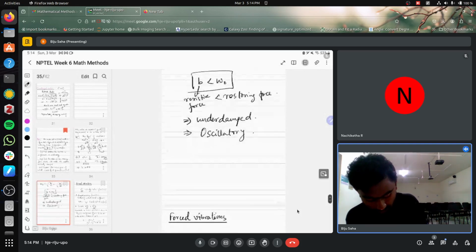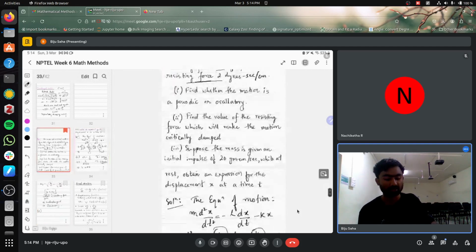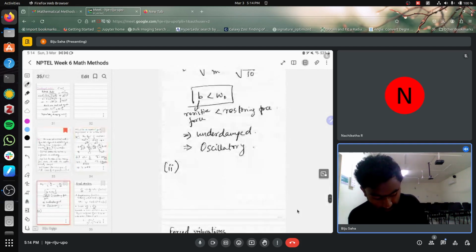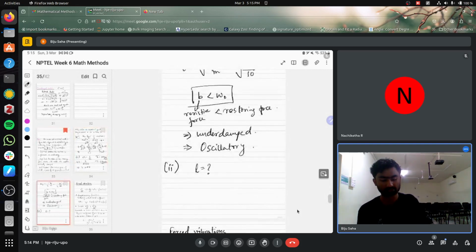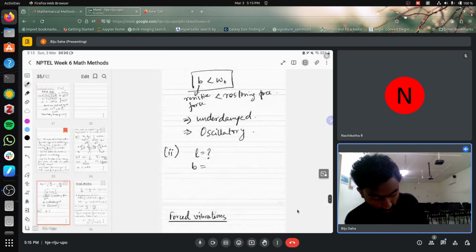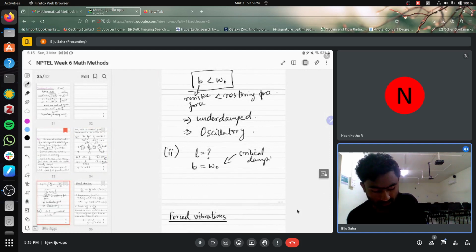Now let us go to the second part. In the second part it was asked what will be the value of the resisting force, that is, what will be a suitable value of my L such that b becomes equal to omega naught. That is the case of critical damping. So we have to arrive at the value of L.